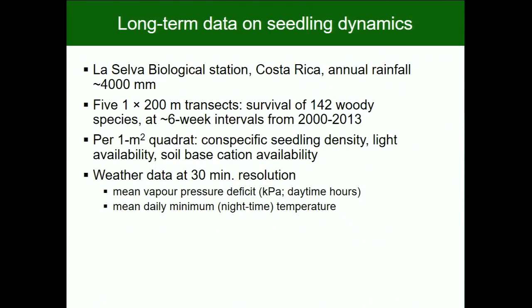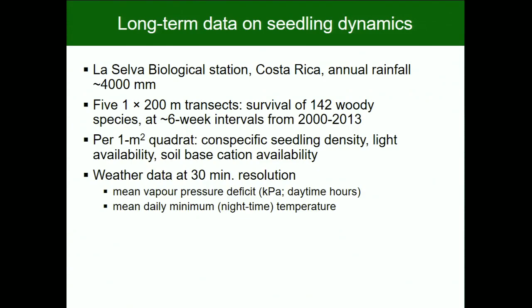To monitor seedling survival, we looked at five transects. They varied in soil nutrient availability. In each of those transects, seedling survival was monitored every 6 weeks. The advantage of that is that you capture seedling establishment and mortality, because it happens at a scale of a few weeks. We focused on 142 species that we could reliably identify. For each 1 meter squared quadrant, we looked at the conspecific density of each individual seedling. We included a measure of light availability, measured once or twice per year, and soil nutrient availability, in this case base cations, to control for variation in soils.